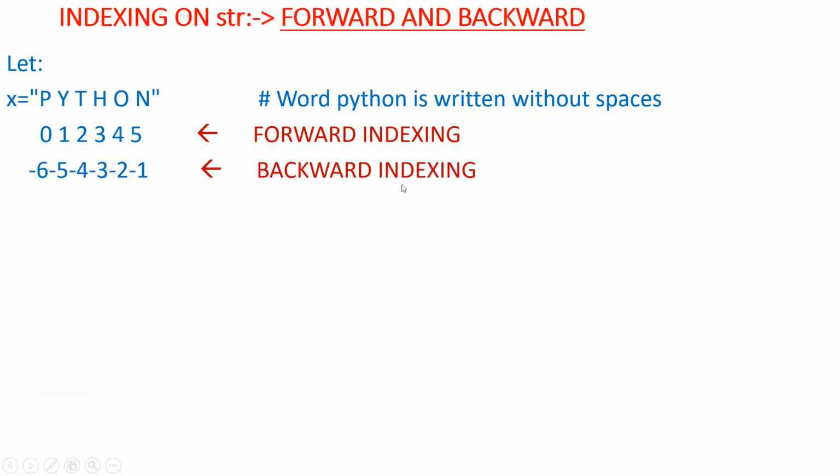Also we have backward indexing. In backward indexing, from the last one, it starts from -1. So -1 for the N, -2 for the O, -3 for the H, -4 for the T, -5 for the Y, -6 for the P. Getting the difference between these two types of indexing? Siddharthaji, forward indexing starts always from 0, while backward indexing starts from -1, from the last character. Right. Okay, now I'm going to do some activity here.